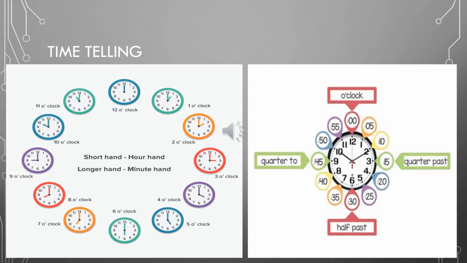Done. For example, if the hour hand is on 10 and the minutes hand is on 6, I can say it's 10:30 or half past 10. Or how can I define it? It's 30 minutes to 11. I can define the time in many ways. Okay, done. So you can also define it too.